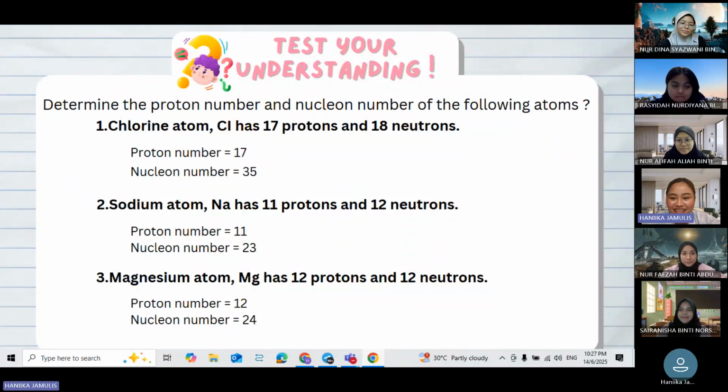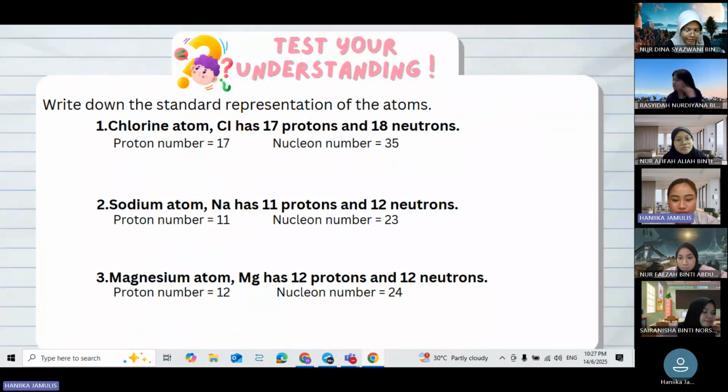Okay, we have passed the first test for today. Now let's go for the last question. This is the continuous question from the previous one. Based on the proton number and nucleon number that you have determined before, write down the standard representation of the atoms. And for this one, I will give you 1 minute to write it down. And if you are done, you can raise up your hand. You can start now.